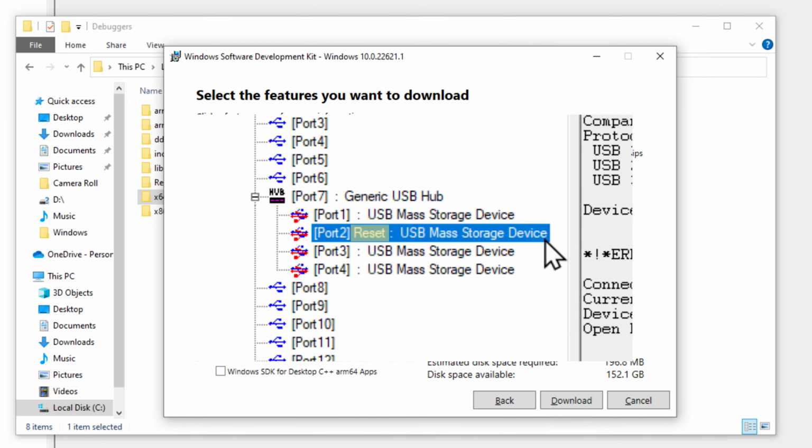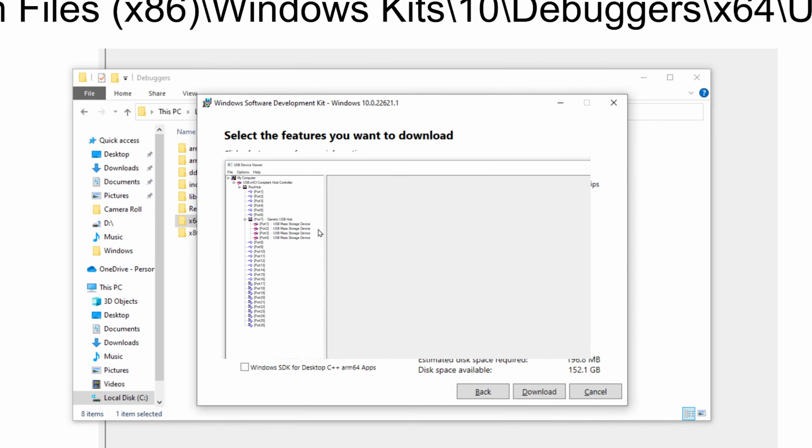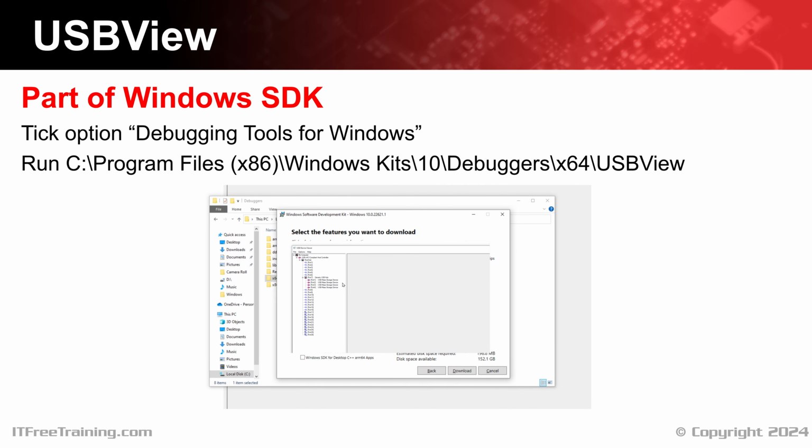Essentially, something has gone wrong and the USB hub is attempting to reset the connection. However, it has become stuck. To fix this, I will simply unplug the USB flash drive and plug it in again. After a few seconds, the flash drive will be detected and become accessible. If you're having unusual problems, USB View may help you determine what the problem may be.